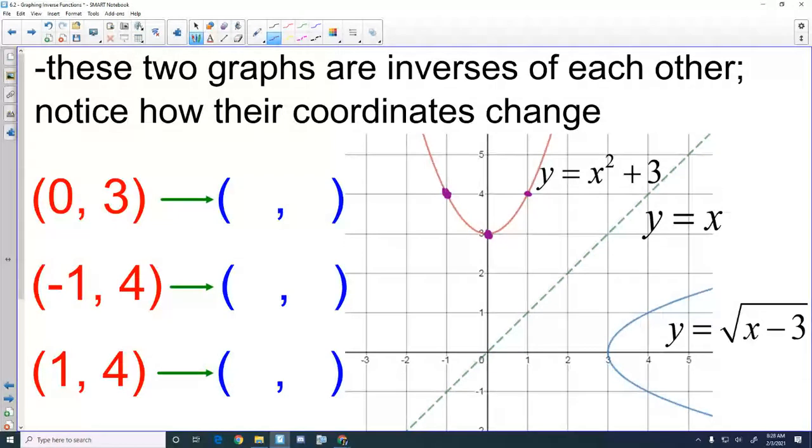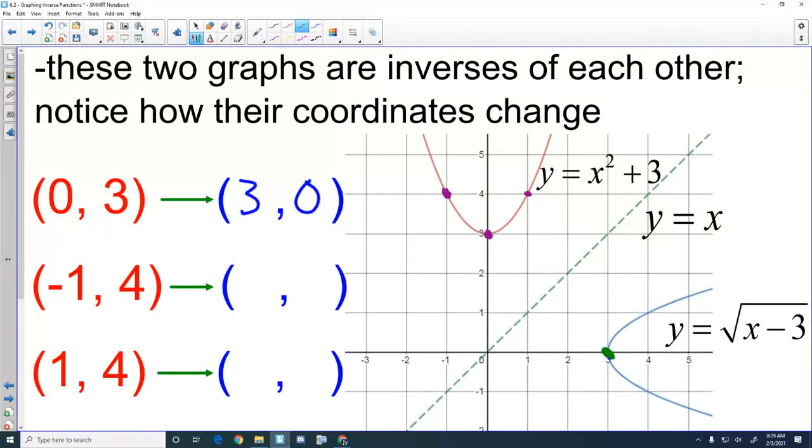So let's take this first point, 0, 3. The inverse of that point would just be switching the x and the y coordinates. So I'm going to plot the point 3, 0. And if I plot that, take a look on the blue parabola. It's right there. I'll use a different color to make it stand out. And that's the vertex, right? So when the vertex reflects over that green dashed line, it goes from 0, 3 to 3, 0.